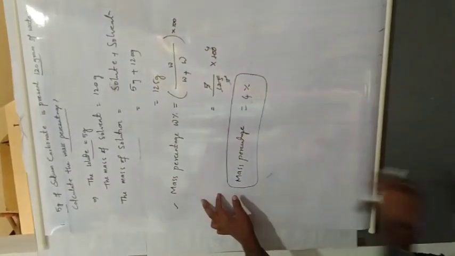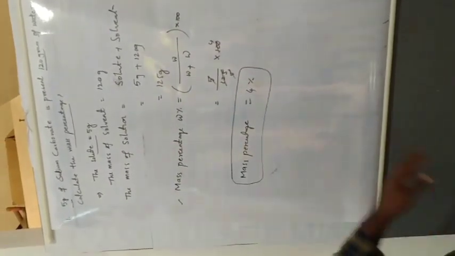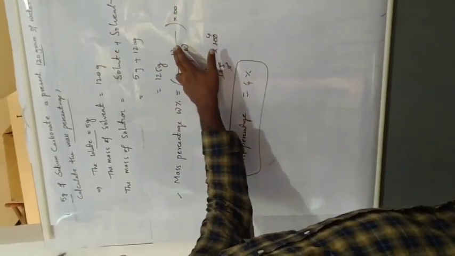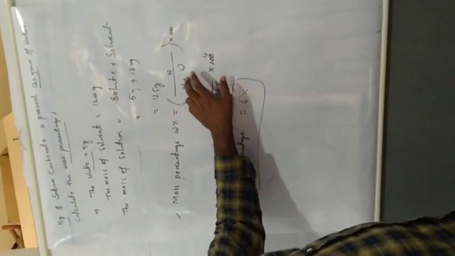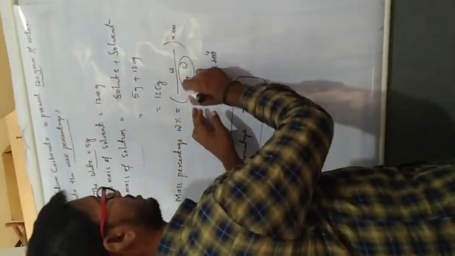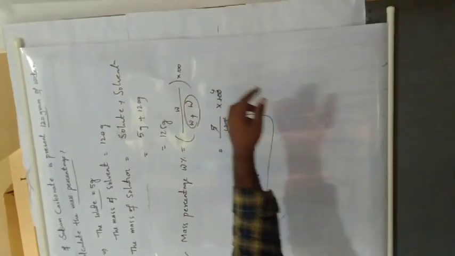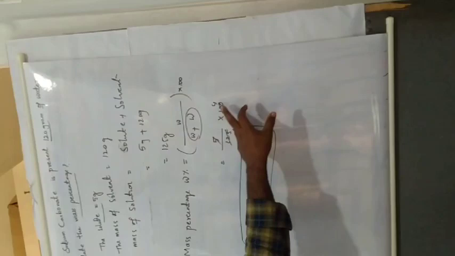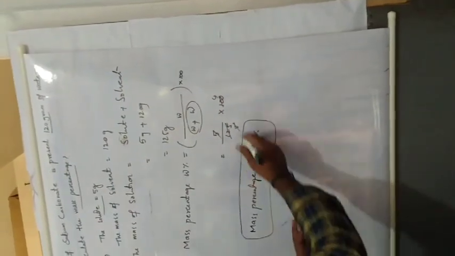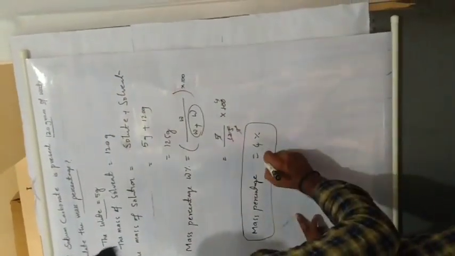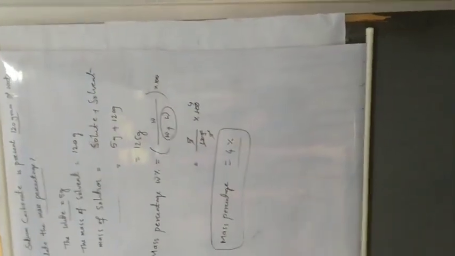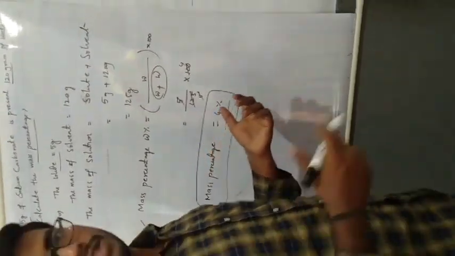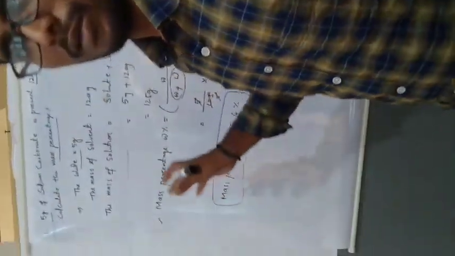Next, to find the mass percentage of the solution, what is the formula? Mass percentage equals mass of solute by mass of solution, that is solute plus solvent, into 100. So 5 grams is solute, 125 grams is the mass of solution, into 100. When you calculate, finally you get the answer: 4% mass percentage. So this is the method to find the mass percentage. Next we'll discuss volume percentage.